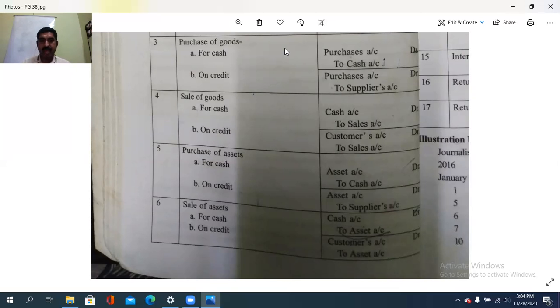Like the sale. And sale of asset: cash account debtor to asset, because asset is going out from the business and cash is coming into the business. So cash account is debited and asset account is credited. And on credit, what is that? Customer's account debtor to asset account.